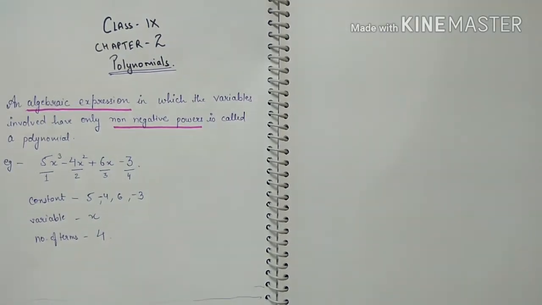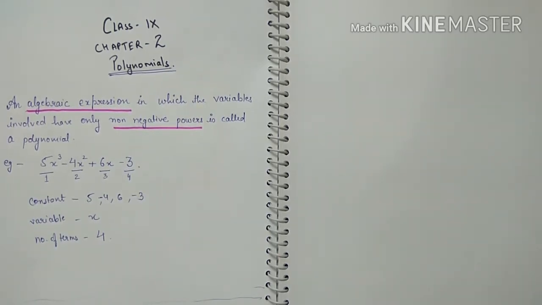If we look at the definition of a polynomial, an algebraic expression in which the variables involved have only non-negative powers is called a polynomial. The two basic things are that we need an algebraic expression with all the powers non-negative. That means the power should not be negative. If the power is negative or in the denominator, then it is not a polynomial.